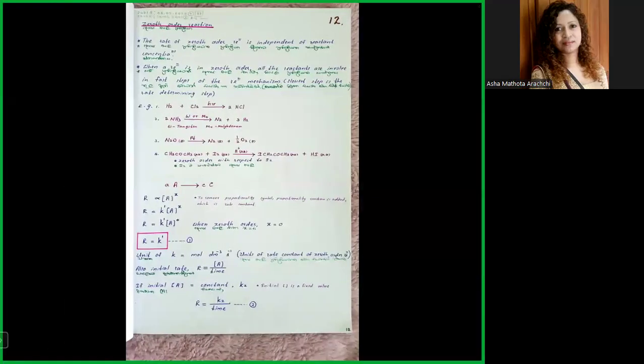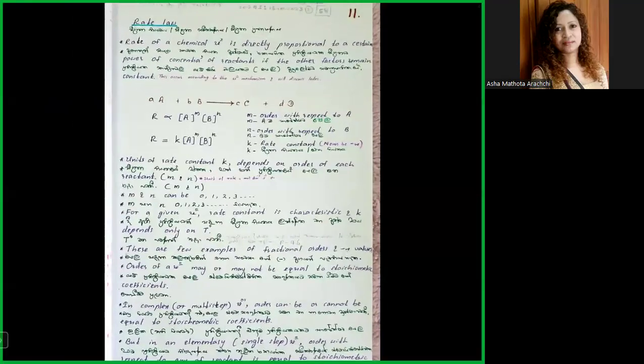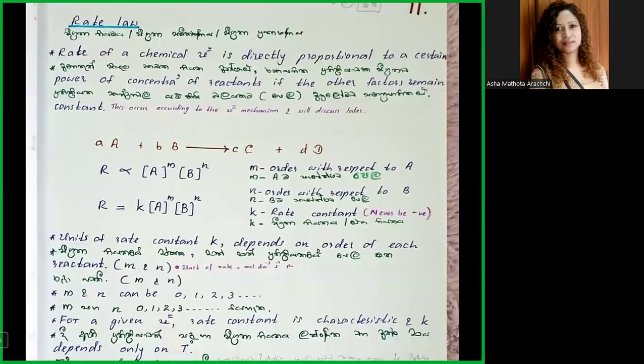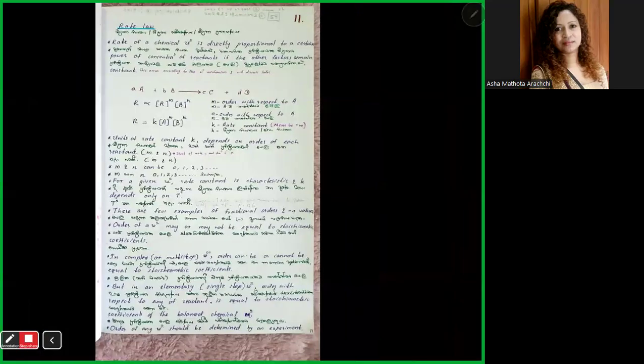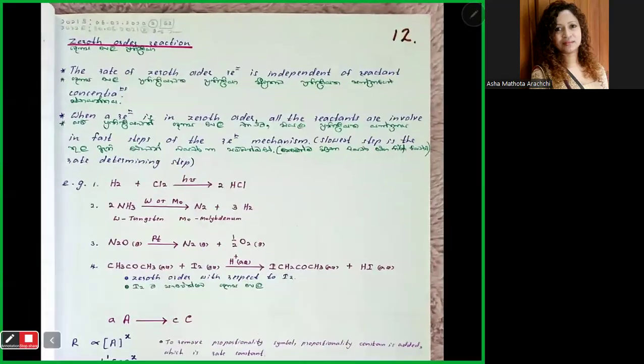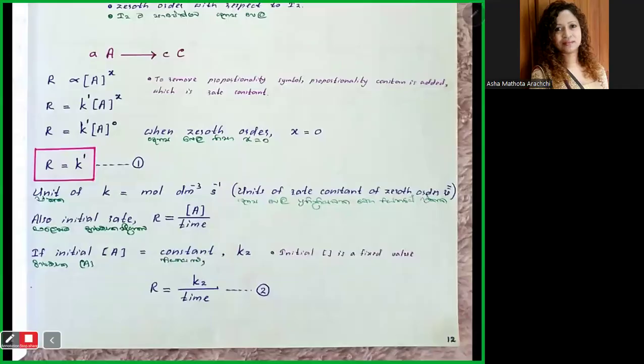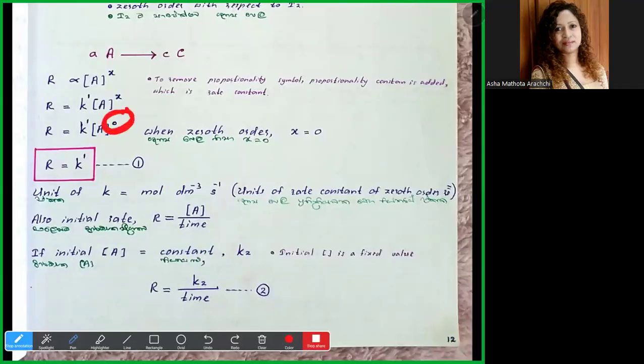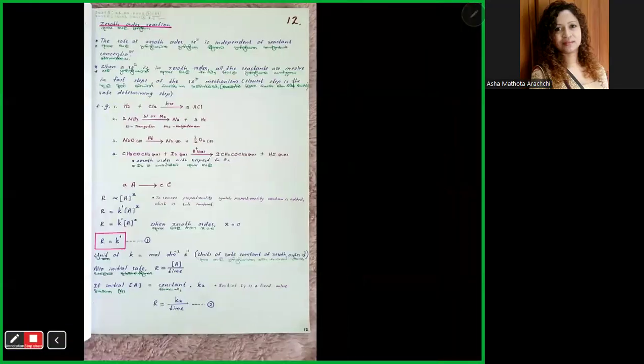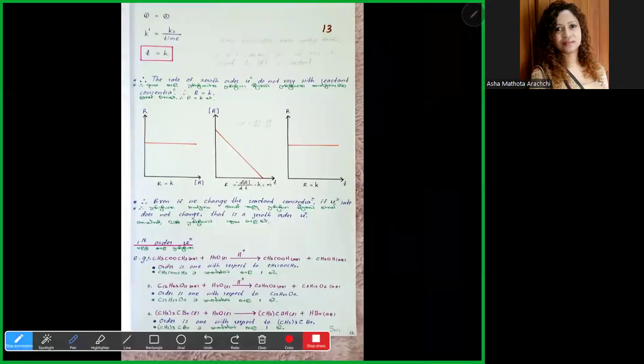I'm going to start from this rate law. Rate law is that rate is proportional to concentrations raised to some sort of power. So then we talked about order. For 0th order, the power is supposed to be 0. Then we can derive these 2 equations. Out of these 2 equations, we come to know that when the concentration of that reactant is changing, the time taken for the reaction is not changing. Then we derive these 3 equations.